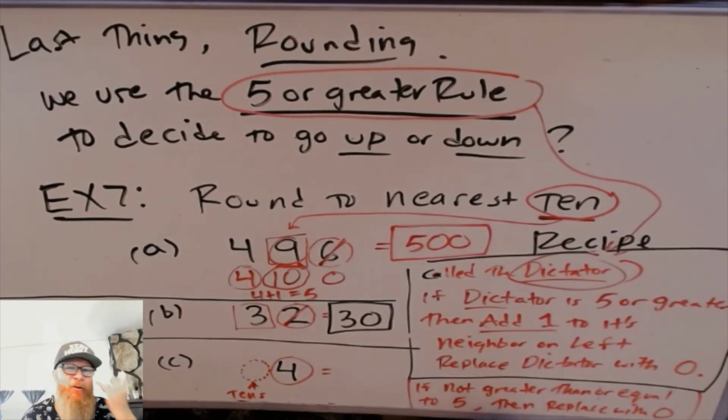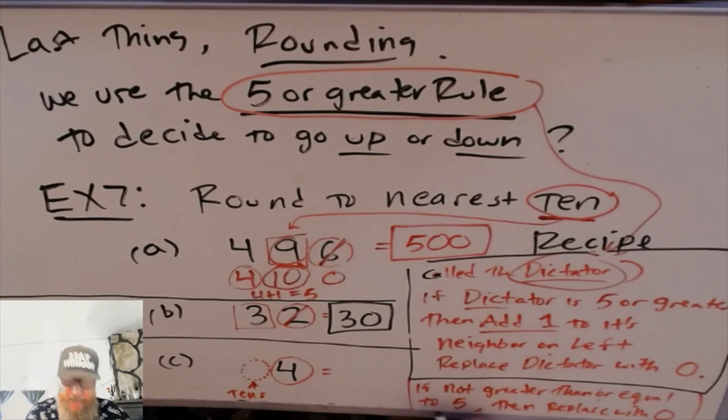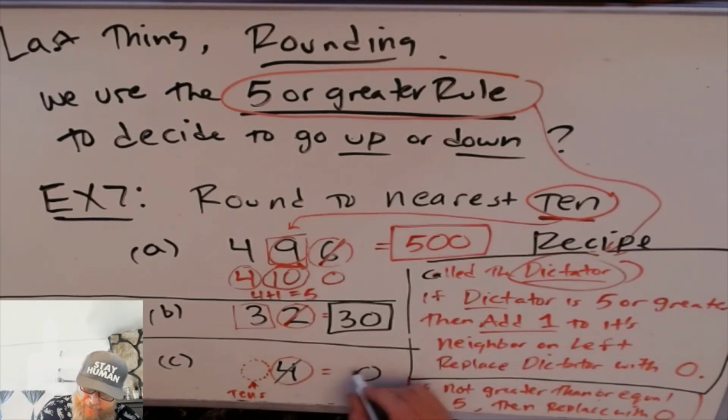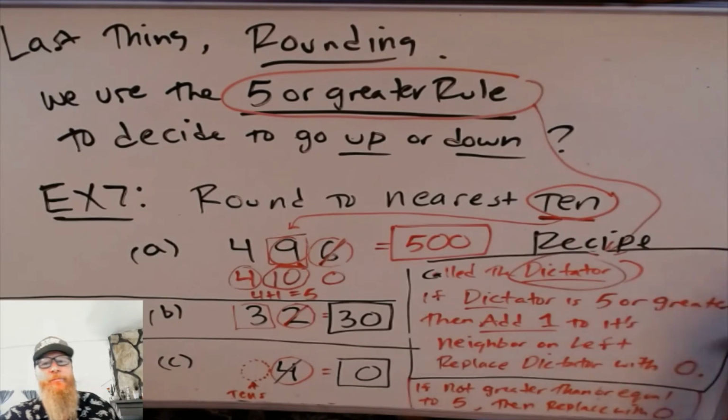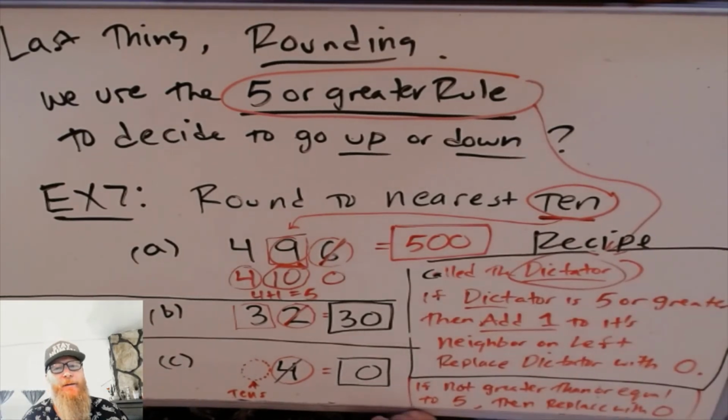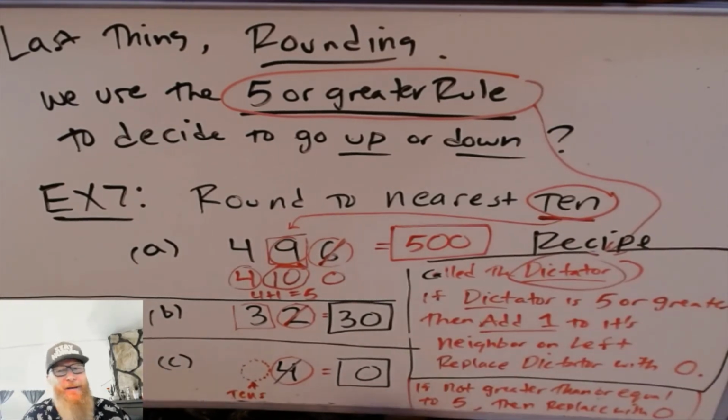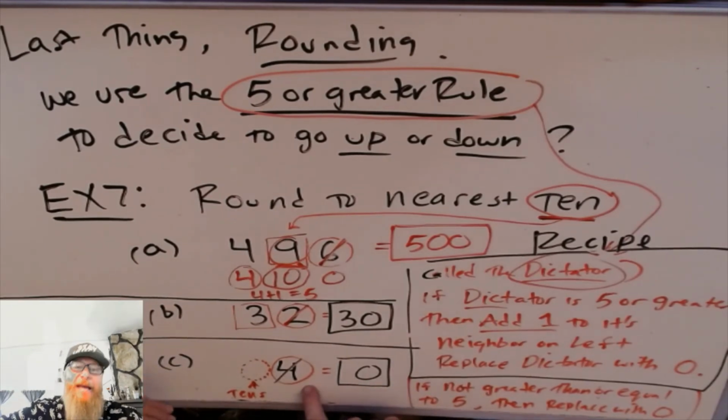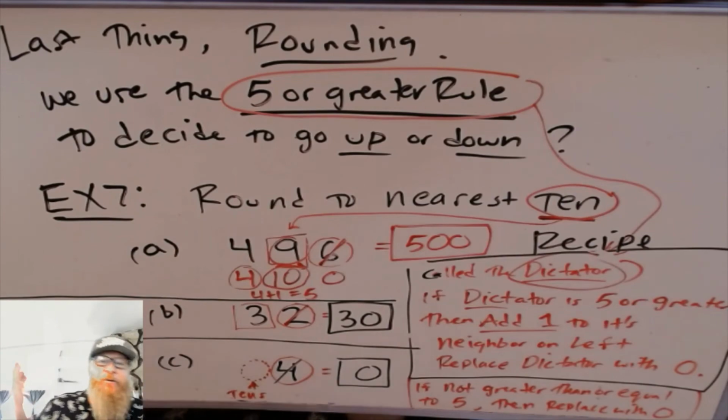4 is not greater than or equal to 5, so we're going to round this down to a 0. It's going down to nothing because it's not greater than 5. Had that been a 5, I would have rounded up, and the answer would have been 10.